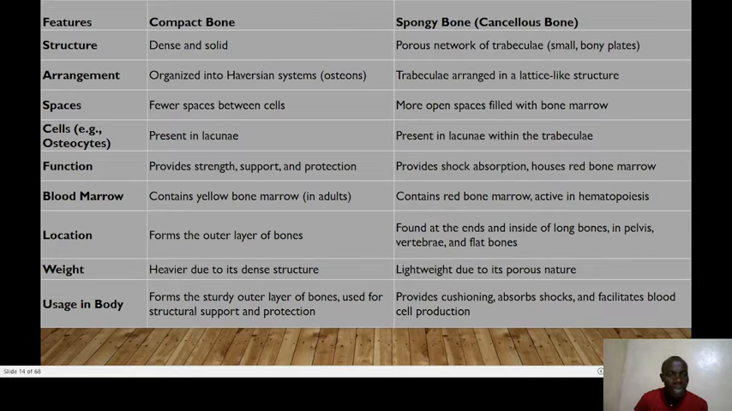Compact bone forms the outer layer of bones, whereas spongy bone is found at the ends of the inside of long bones, in the pelvis, vertebrae, and flat bones. Compact bone is heavier due to its dense structure. Spongy bone is light due to its porous nature. And lastly, compact bone forms the sturdy outer layer of bones. It's used for structural support and protection, whereas the spongy bone provides cushion, absorbs shock, and facilitates blood cell production.